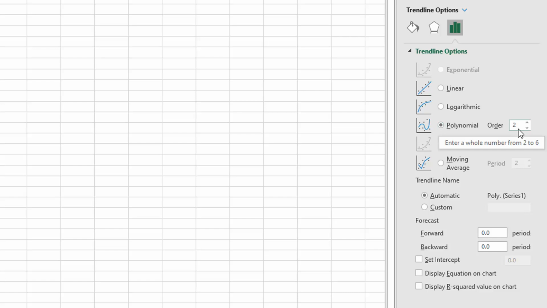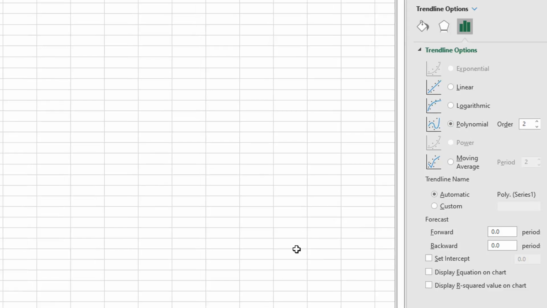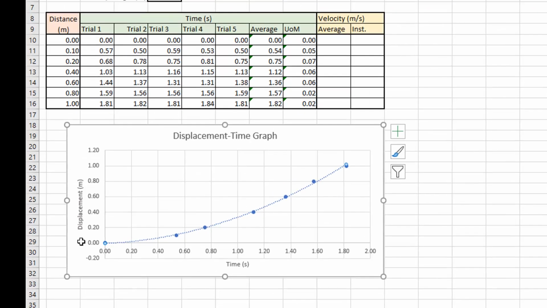In other words, that's just a fancy way of saying it's got x squareds in it, which it would have. We're not going to go into the mathematics of all that. Just take my word for it. It's a polynomial. If you want to talk to me about that more in class, you can do that. All right, and you can see that creates a much nicer line there.